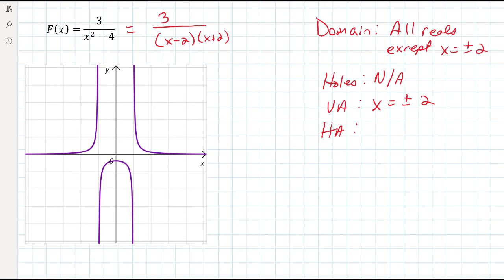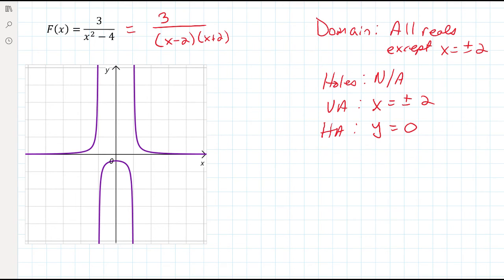The degree of the numerator is 0 because there's not an x there. The degree of the denominator is 2. So that means that our degree is larger on the bottom. In this case, we will have a horizontal asymptote, and it's going to be the equation y equals 0. That's what happens when your degree is larger in your denominator.